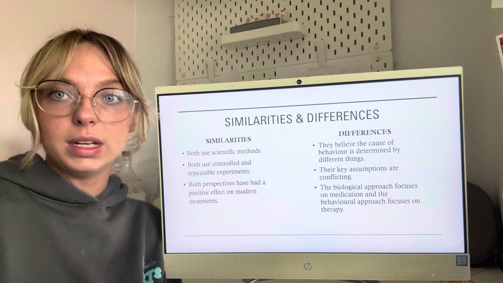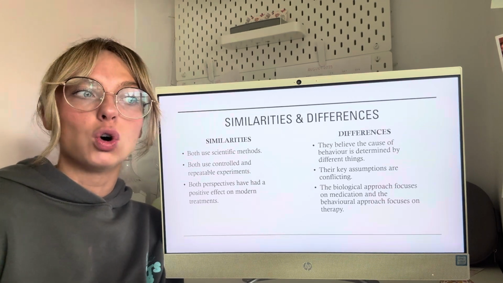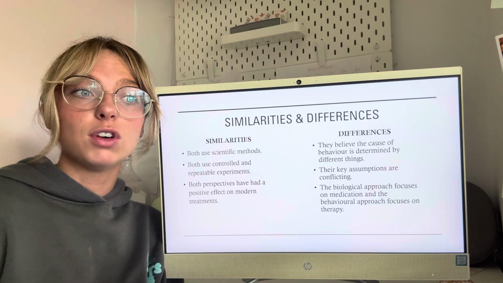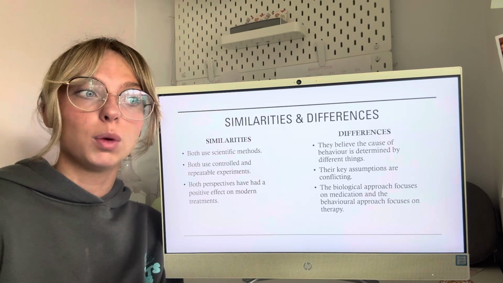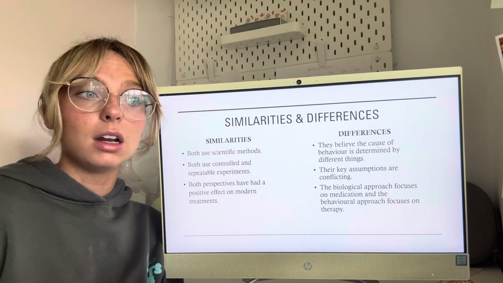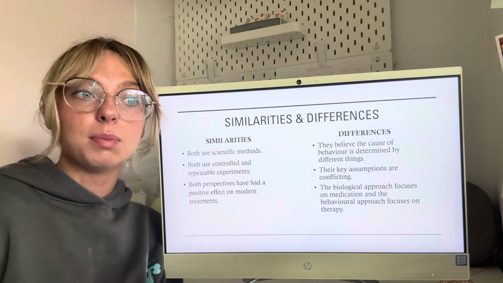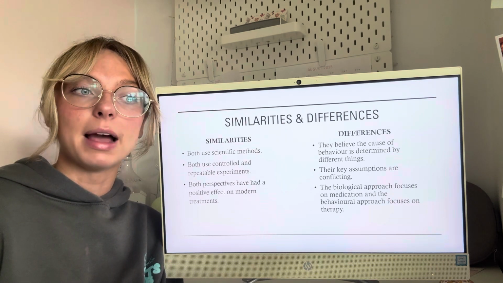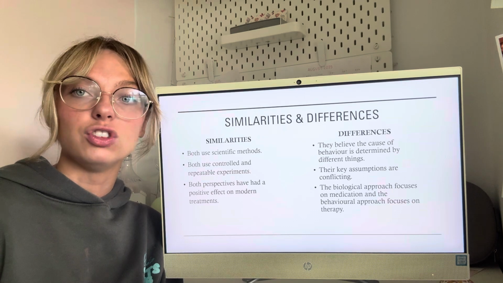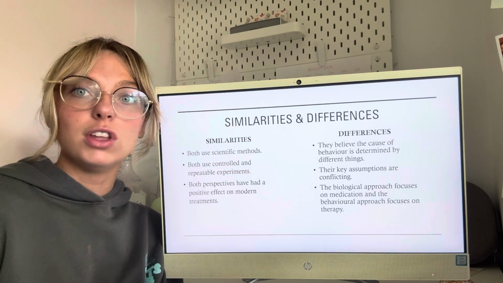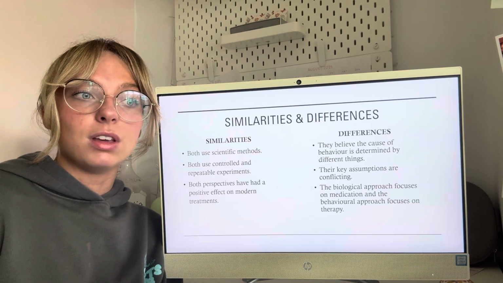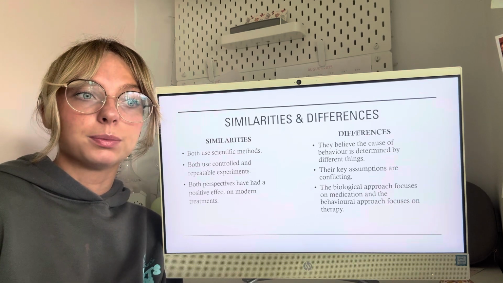The main difference between these two perspectives is that they believe the cause of behaviour is determined by different things. The biological perspective focuses on genetics, hormones and biological processes of the body, where the behavioural perspective believes behaviour is caused by conditioning. Their key assumptions are conflicting, as the biological perspective focuses on biology and evolution, where on the other hand, the behavioural perspective focuses on behaviour being shaped by the environment.